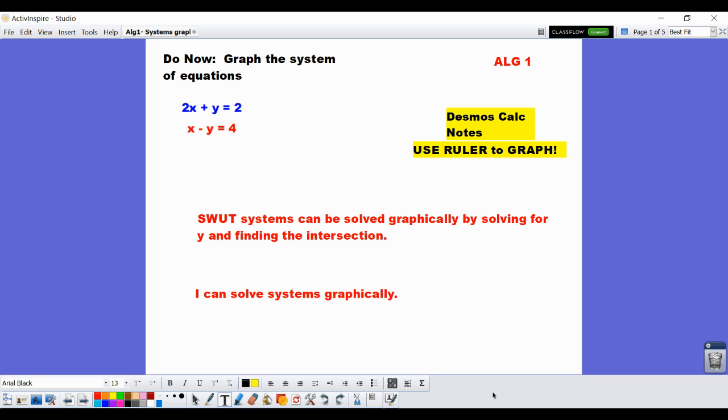All right, so today we're going to work on our second method of solving systems of equations. We're going to be focusing in on graphing. And we know that with systems, we actually have two equations. So what we're going to be looking for is two lines and where they intersect.